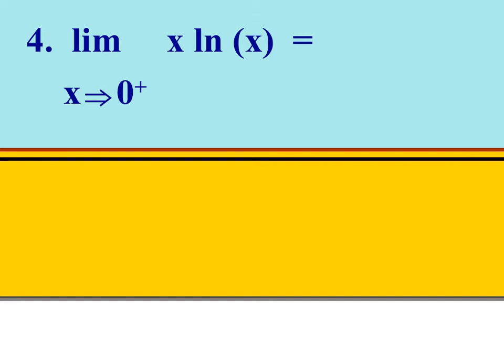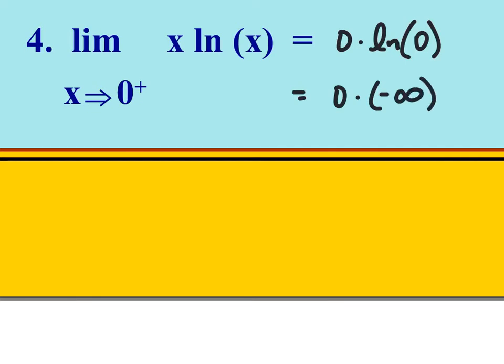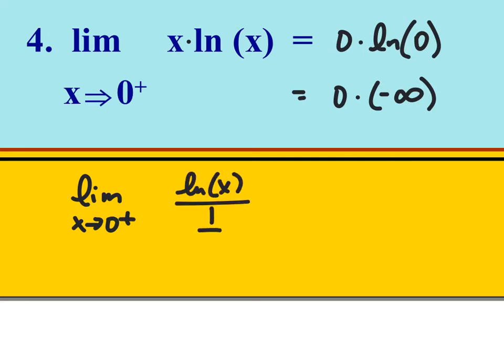Okay, last one. Let's see what we get here. If we plug in a 0, we get 0 times the natural log of 0 coming from the right, which would be 0 times negative infinity. That is an indeterminate form, but how can I use L'Hopital's Rule if it's written as a product? Well, before I employ L'Hopital's Rule, I'm going to take the natural log of x and divide it by 1 over x.